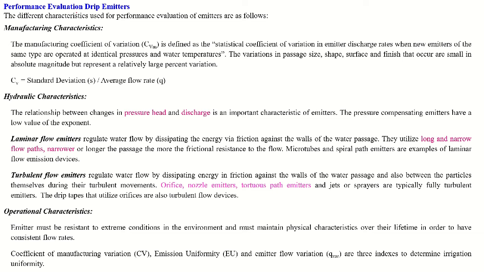The performance evaluation of drip emitters. This performance evaluation of drip emitters may be done in three categories, three ways. One is your manufacturing characteristics. Second one is hydraulic characteristics. Third one is your operational characteristics.